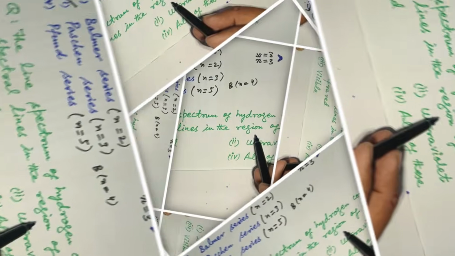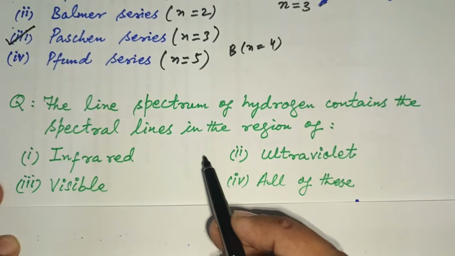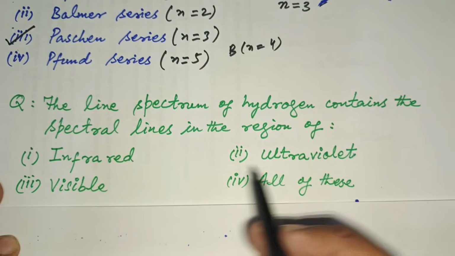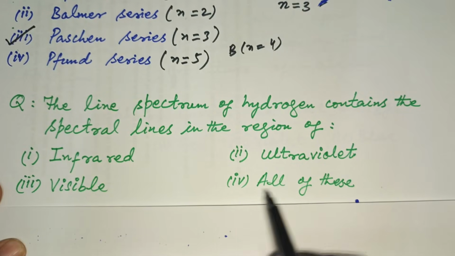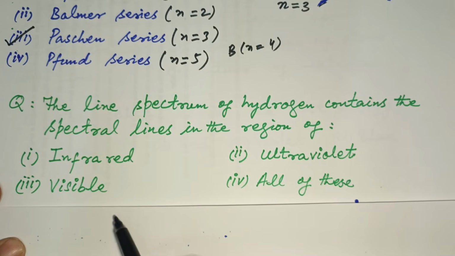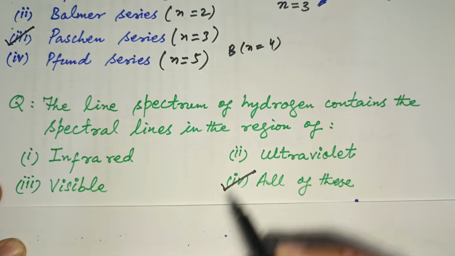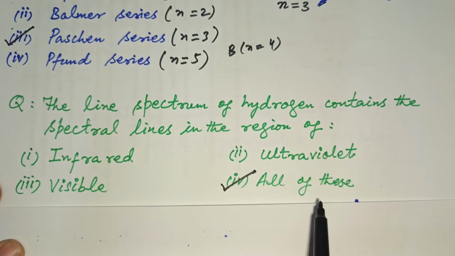The line spectrum of hydrogen contains the spectral lines in the region of infrared, yes. Ultraviolet, yes. Visible, yes. So all of these, yes, the correct answer is all of these. The spectrum of hydrogen contains spectral lines in all regions, infrared to ultraviolet, and visible is definitely in between them.